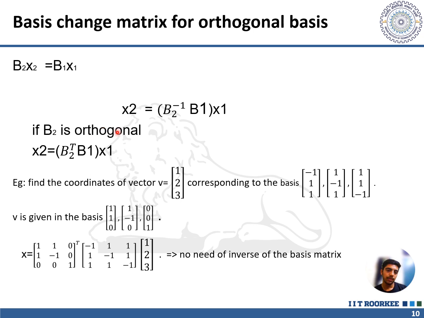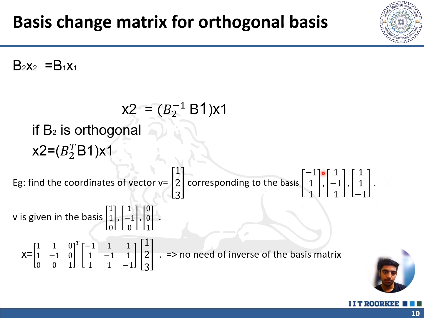So we can easily find the coordinate of any vector in that orthogonal basis. For example, if we are interested in finding the coordinate of this vector, which is (1, 2, 3), in the basis (1, 1, 0), (1, -1, 0), and this, the problem here is that the elements of this vector are given in this other basis.